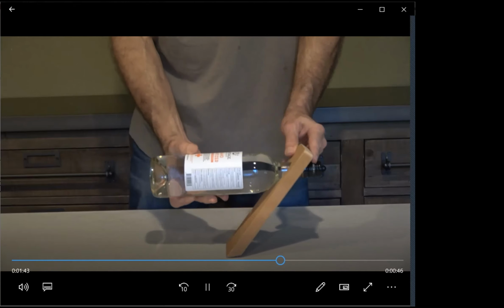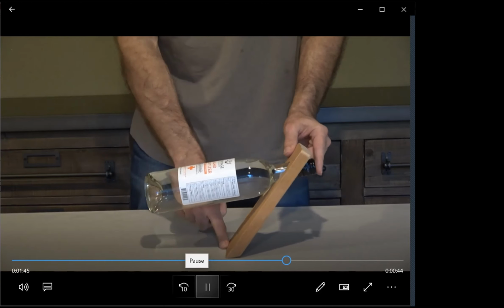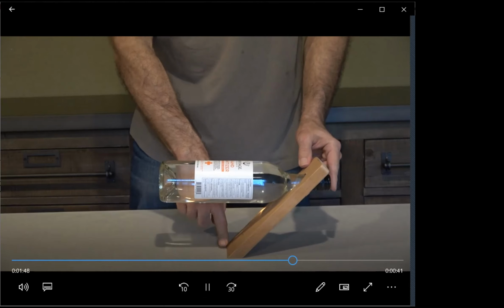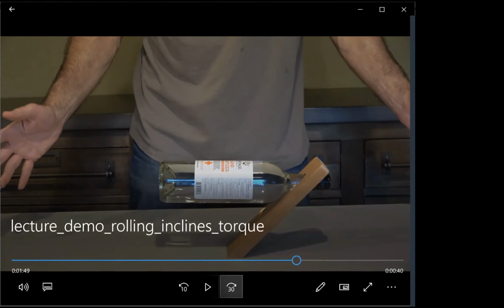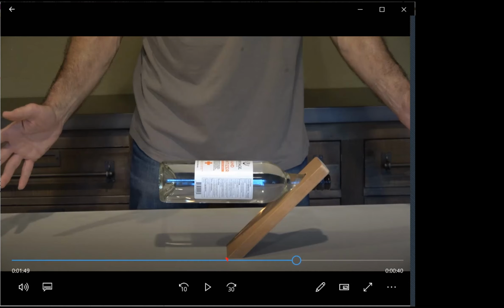Here's a demonstration you may have seen done with a wine bottle. But since I'm shooting all these video demonstrations at home, okay, so where does the center of mass have to be? Has to be somewhere between here and here. Otherwise, there's going to be torque. Center of mass is probably right around there.